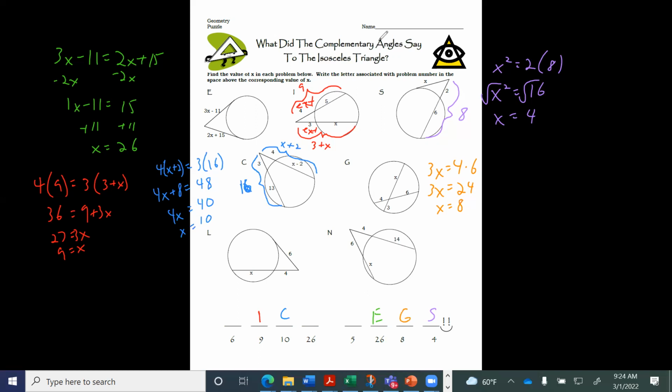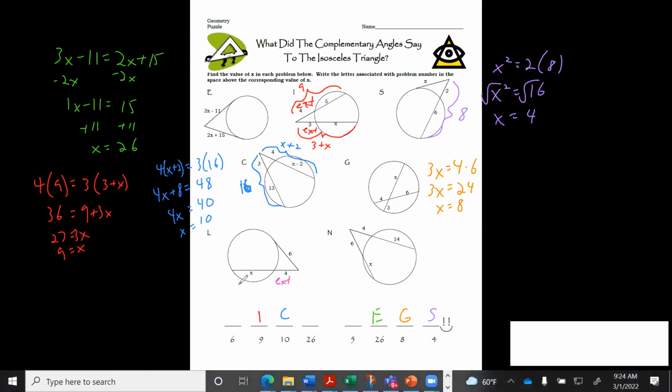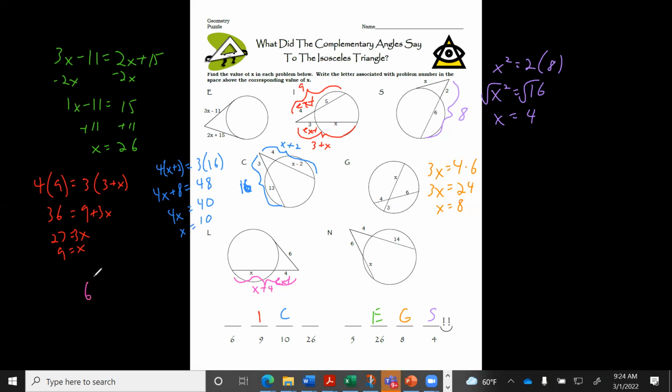Then we had on this one a tangent and a secant. So again, we have an exterior and the whole. So the whole in this case is x plus 4. So when we do this one, we have tangent squared, so 6 squared, equals exterior, which was 4, times the whole, which was x plus 4. So that's 36 equals, distribute the 4, 4x plus 16. Subtract off 16, that's 20. Divide by 4, and x is 5. So L is 5.